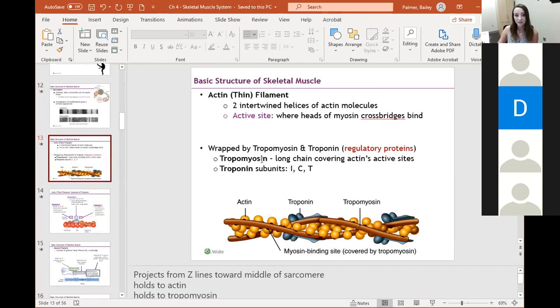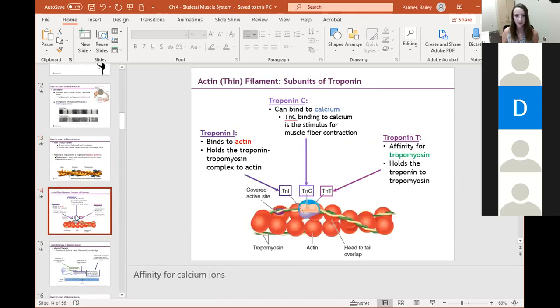You'll have to know the difference between tropomyosin and troponin, which we go into more detail on this slide about troponin. So troponin I, C, and T. You do have to know the difference between all three of the subtypes of troponin.